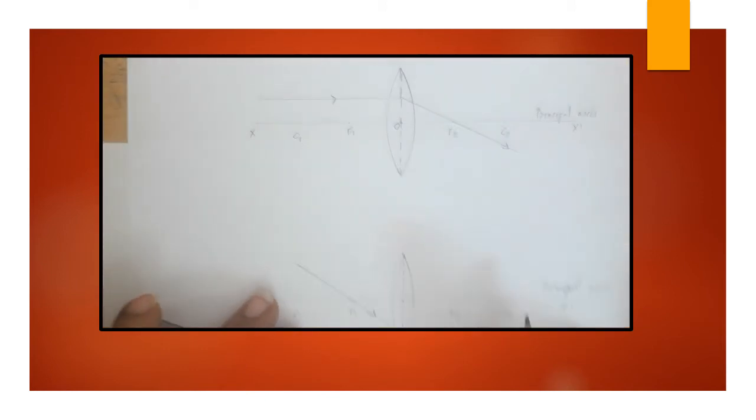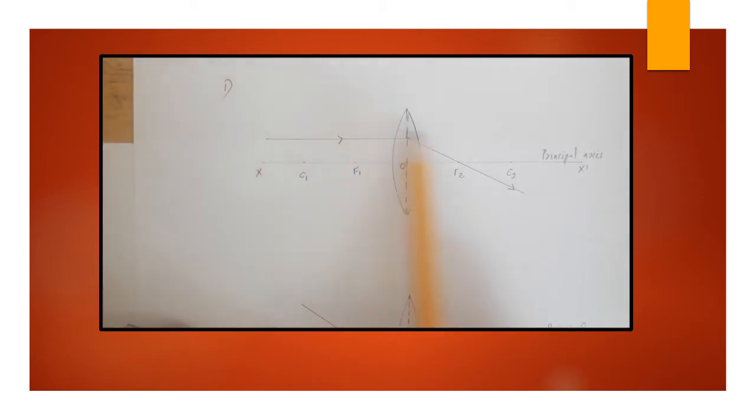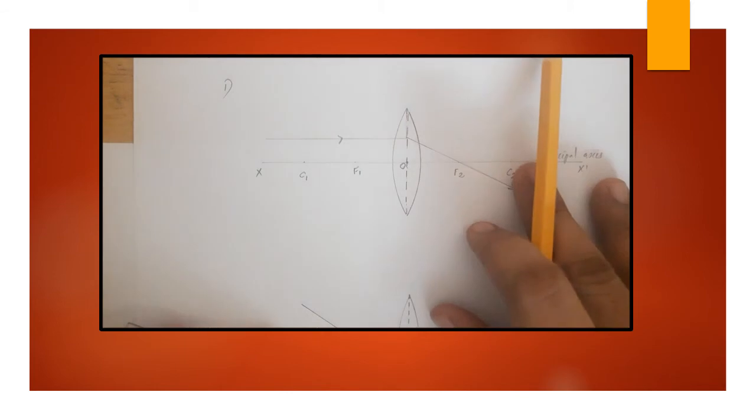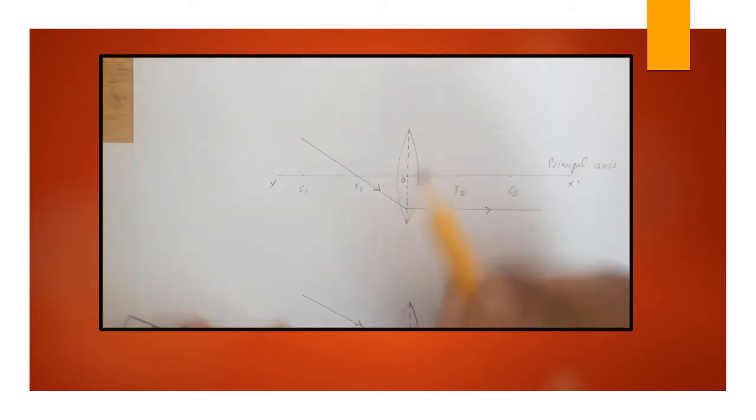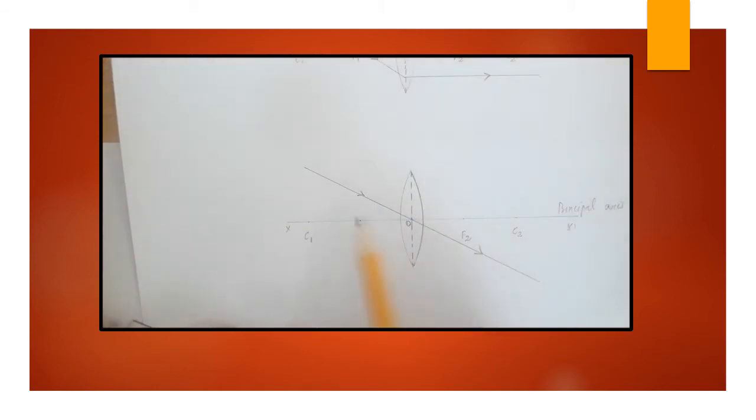So which are the rules? Rule 1, a light ray that moves parallel to the principal axis after refraction passes through the principal focus on the other side of the lens. Rule 2, a light ray that enters through the principal focus, this is the optic center, will emerge parallel to the principal axis after refraction. And rule 3, a light ray that is directed towards the optic center of a convex lens will go straight or will pass out without any deviation.